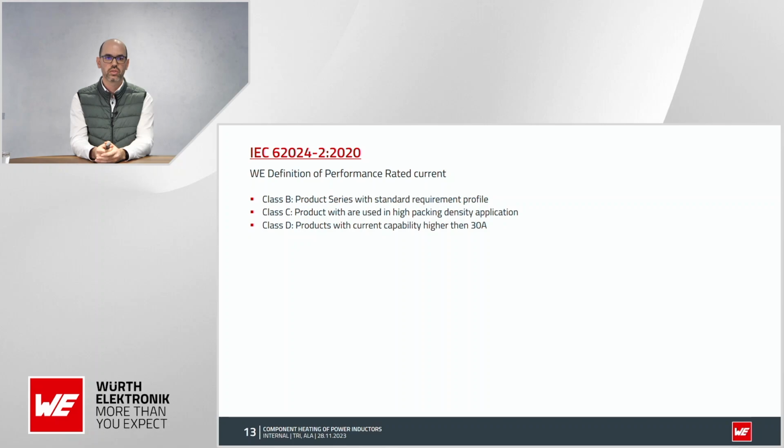Würth Elektronik is using the class B, C and D. Class B is used for parts with a standard requirements profile. Like I said, for 2-layer PCBs. These are mainly the parts which have been in our portfolio for a long time. Class C is used for our high power density parts. This means where multi-layer PCBs are normally used, normally for applications with a high packing density. That's why we defined it for that. And class D is for the high current parts, which according to our definition and our reference parts can handle 30 or more amps.